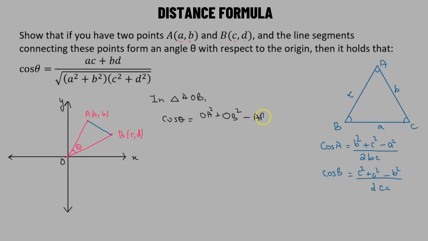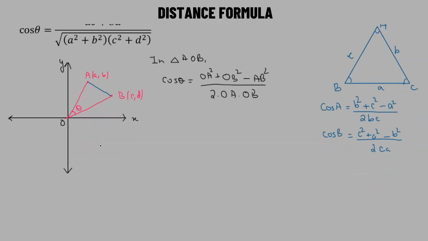So that means we have AB squared, which will be divided by 2 times the product of the sides adjacent to angle theta, that's OA and OB. So that means we need to find out the lengths of the sides of the triangle. So how do we determine the length of the sides of the triangle? For this, we'll have to use the distance formula.